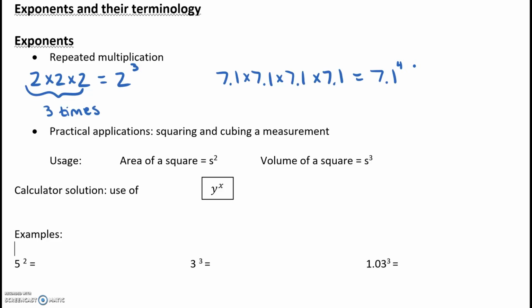We're going to use this concept in our course when doing area calculations. We'll be using squared units. We talk about square area. And for volume calculation, we'll have cubic units. The volume of a cube is equal to its side length cubed.